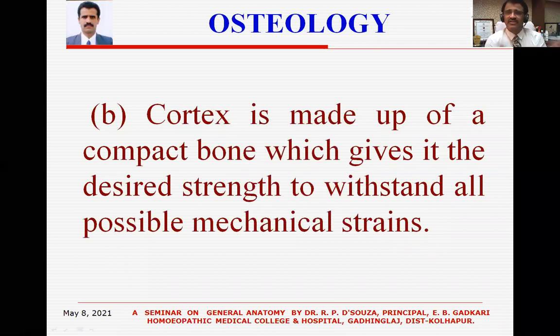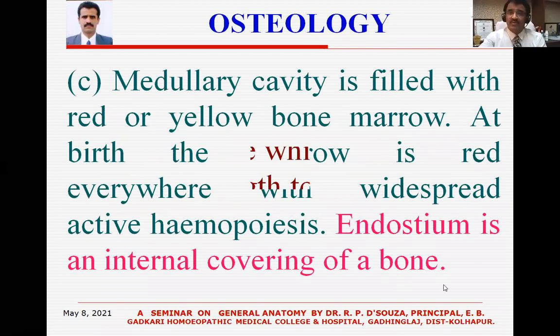After periosteum comes cortex. Cortex is made up of compact bone. I told you yesterday that structurally, macroscopically, the structures of bones are compact bone and spongy bone. So cortex is made up of compact bone, which gives it the desired strength to withstand all possible mechanical strains and forces. And the last portion is the medullary cavity. That means the medulla of the bone. The medullary cavity is filled with red or yellow bone marrow.